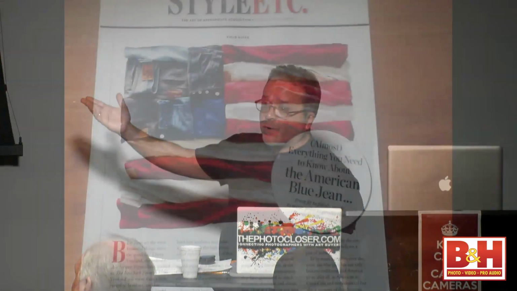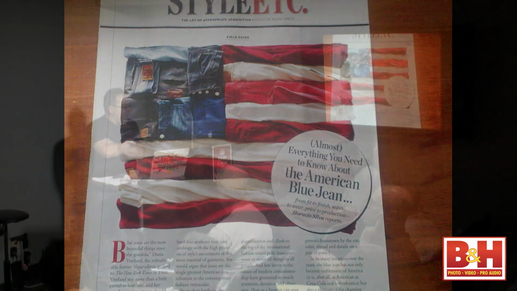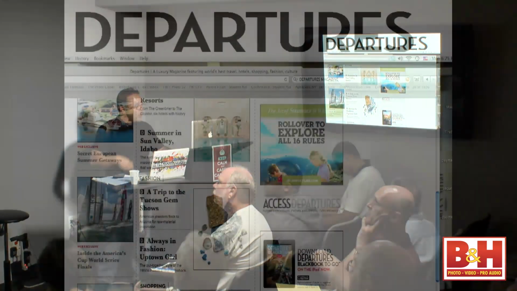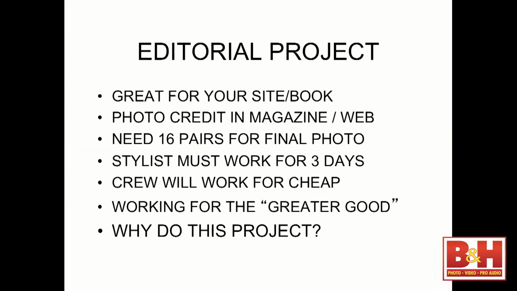So this is an editorial piece. And I saw that, and I love this photograph. Absolutely love this photograph. You can pass that down around back there. It's the American flag, of course, made up of jeans. I mean, the whole idea around it is just great. And it ended up being in Departures magazine, but it's also on their website.